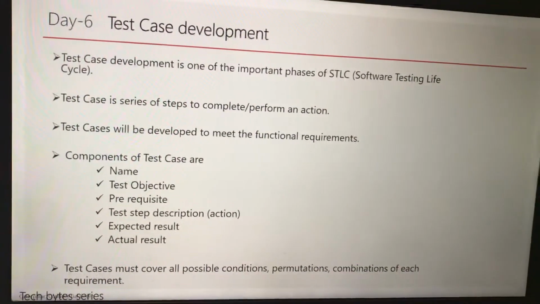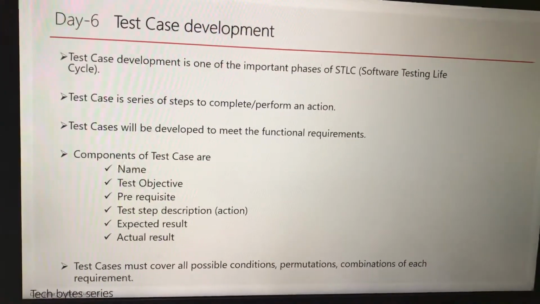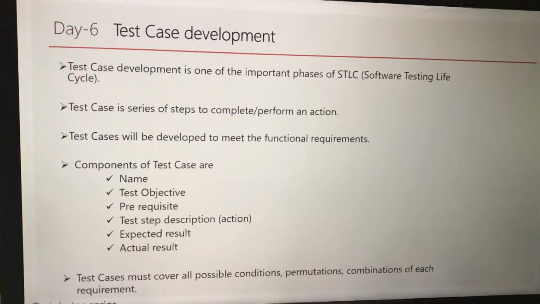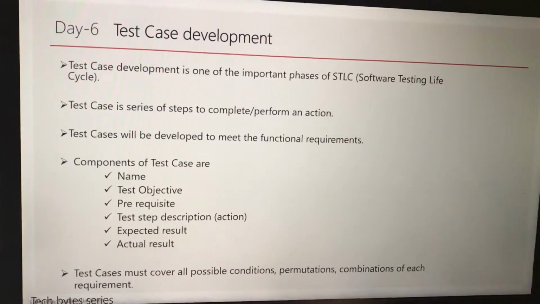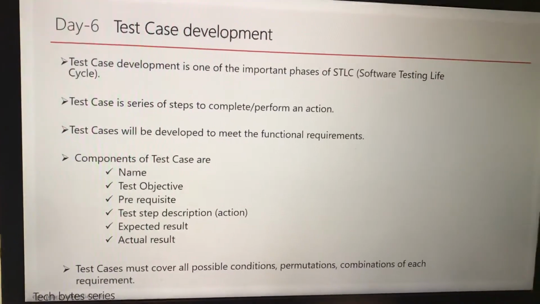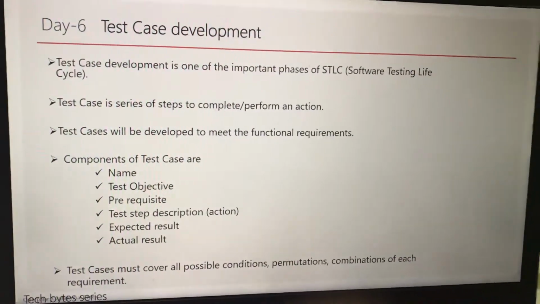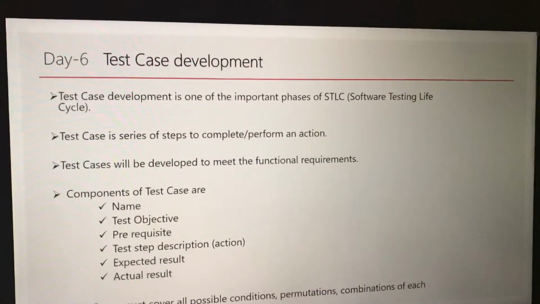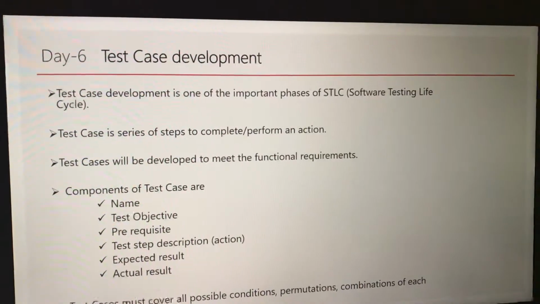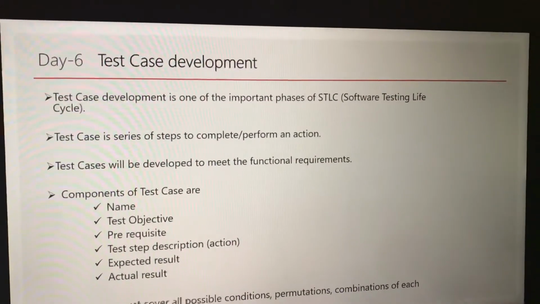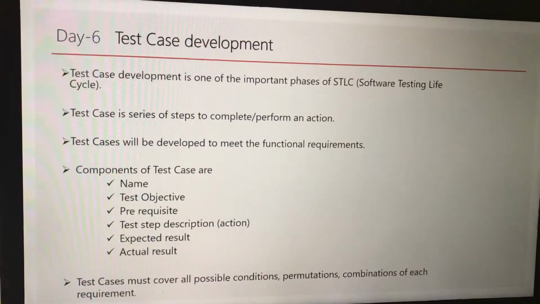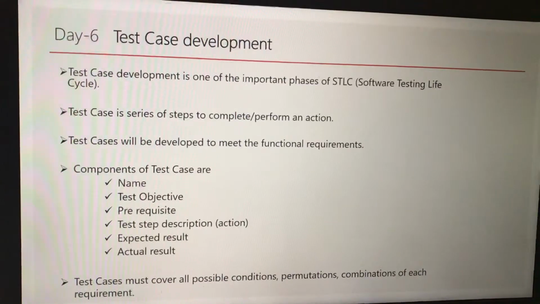There are several important components of a test case. What are those? The name, which is basically the name of the test case, and the test objective. What is the objective of this test case? Why are we developing this test case? What are we expecting after executing this particular test case? This is called the test objective. And prerequisite. Prerequisite is basically, before we start executing the test case, do we need any data setup? Or do we need any particular condition setup? Do we need any environment? Do we need any additional information? All these are called the prerequisites of the test case.